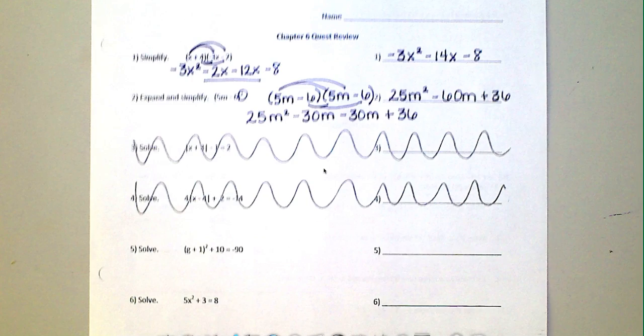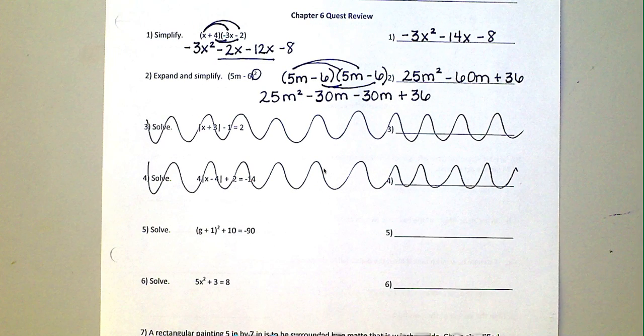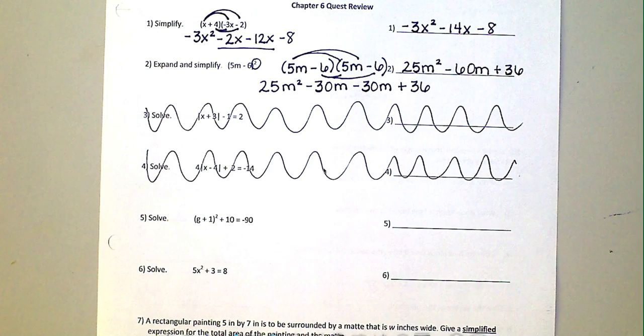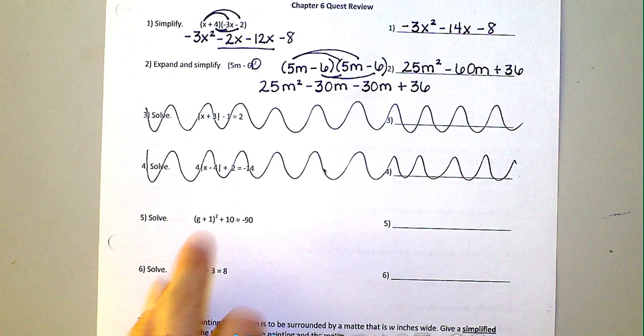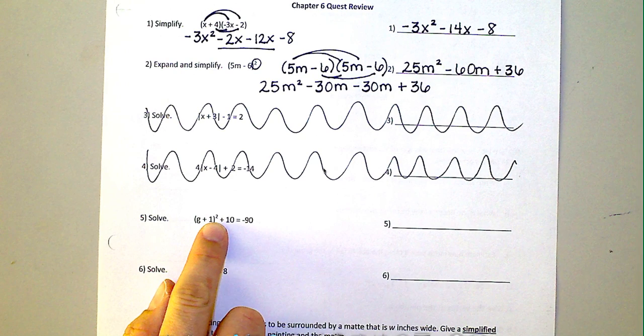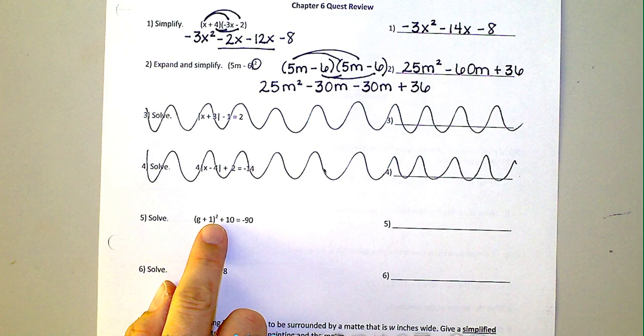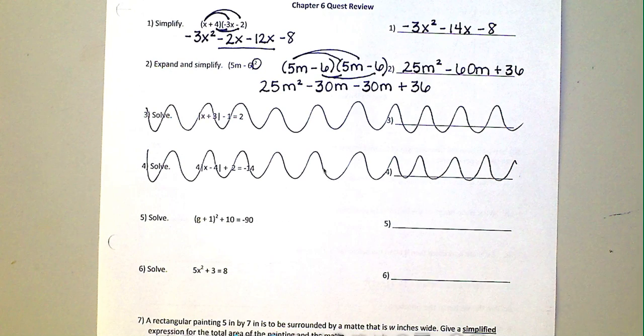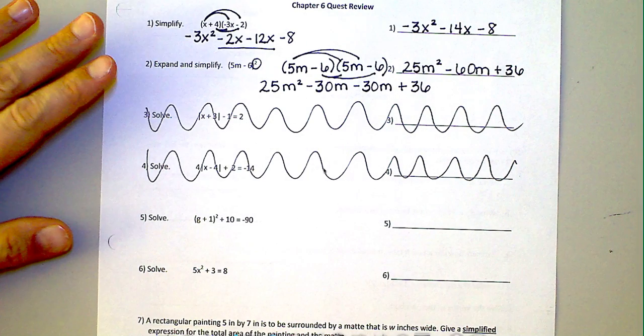Okay, jumping down to number 5. An important distinction in number 5 is that they're asking you to solve. Remember, solve means find out what g actually equals. You don't want to actually work this out. You don't want to do FOIL here where you multiply g plus 1 times g plus 1, which I know is your first instinct because of what we just did.